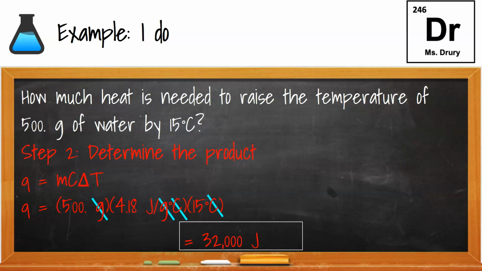If you check your sig figs, you should only have 2 sig figs because of the number 15 degrees. So I got 32,000 joules. If you want to change it to kilojoules, side note, you would divide that by 1,000 to get 32 kilojoules.